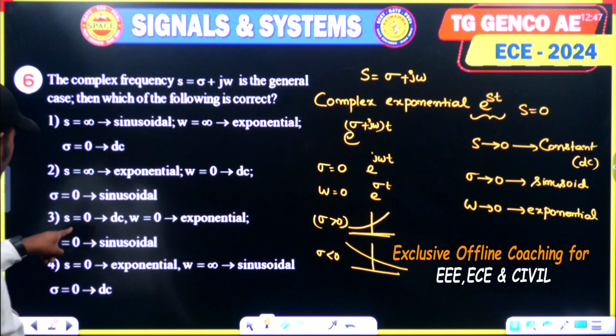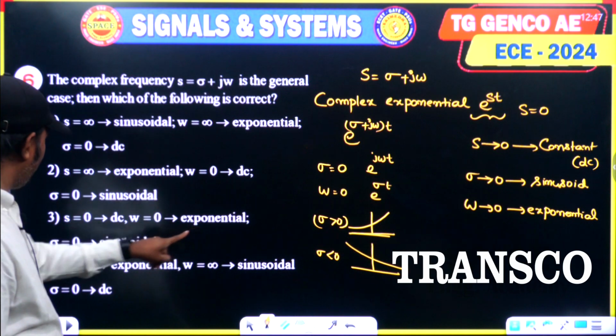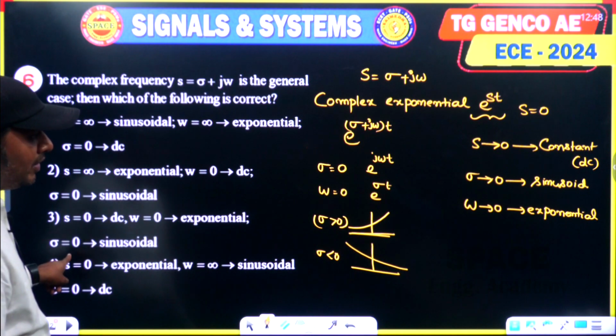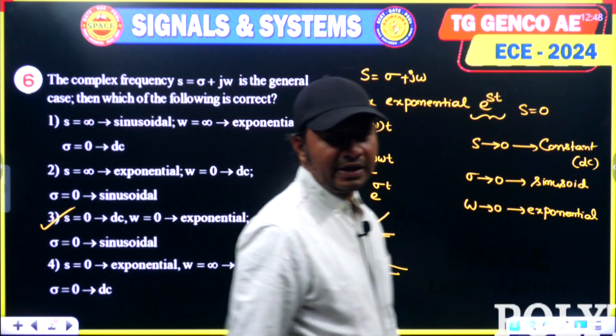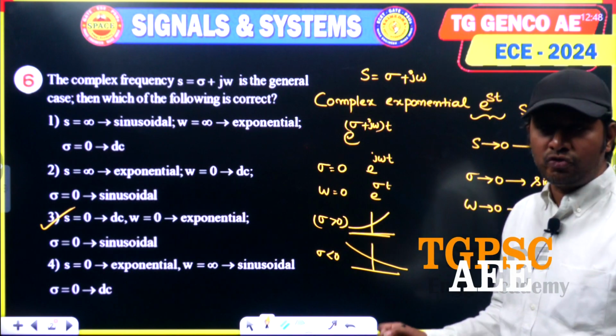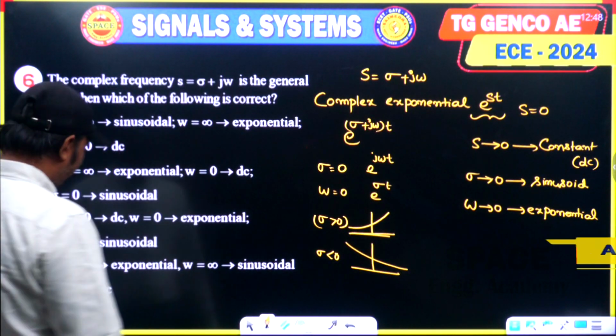Now we must select the option. In the third option, if you observe, S is equal to 0, constant DC; omega is equal to 0, exponential; and sigma is equal to 0, sinusoidal. Yes, option 3 is your answer. Option 3 is the answer. Hope you understood this problem. After this, let us look at the next question.